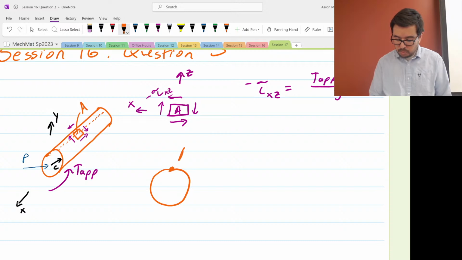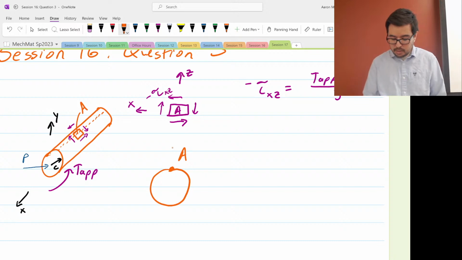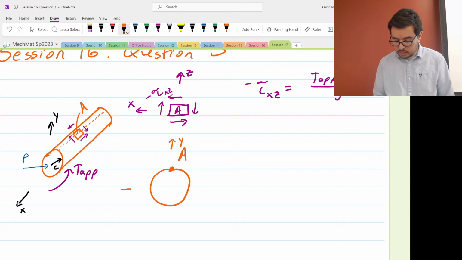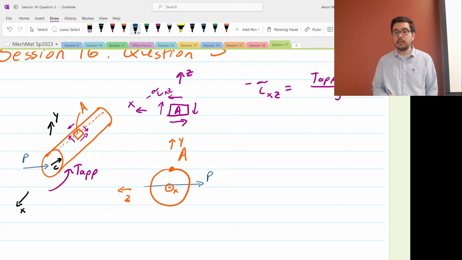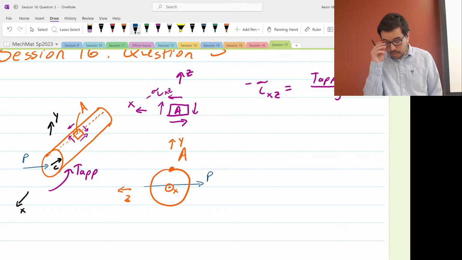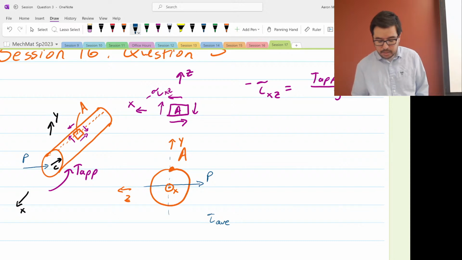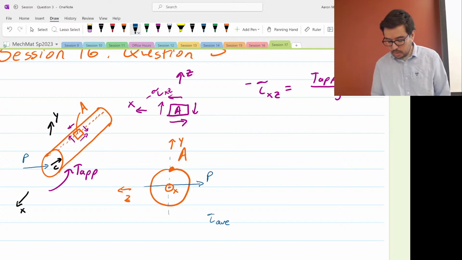draw the circle. Here's our point A, okay, and this is Y, okay, this is Z, and then coming out is X. The transverse shear stress, right, is going in this direction, right, P, like that. So the transverse shear stress that is being applied to this system, at least the way we're looking at it, okay, is going to be thought of as acting on the neutral axis here, right? And I'm going to say it's going in that direction. Okay, it's going in the same direction as P.